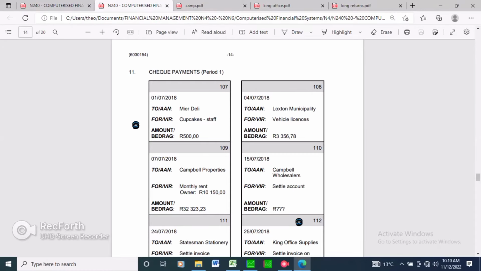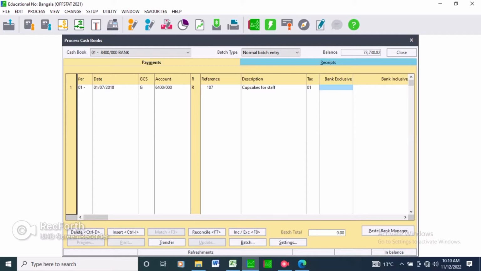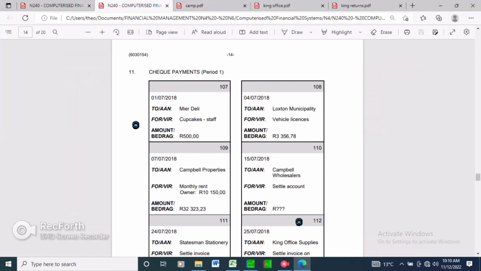Remember, last thing, guys, when we are processing your settings, please click exclusive. I repeat, the first thing you need to do is to click process cash book. Then you come here, you go to your settings, you activate your tax, but click exclusive. Exclusive, guys, means this amount excludes tax. They don't have tax, there's only this amount, guys. So that's why we need to click exclusive, guys.